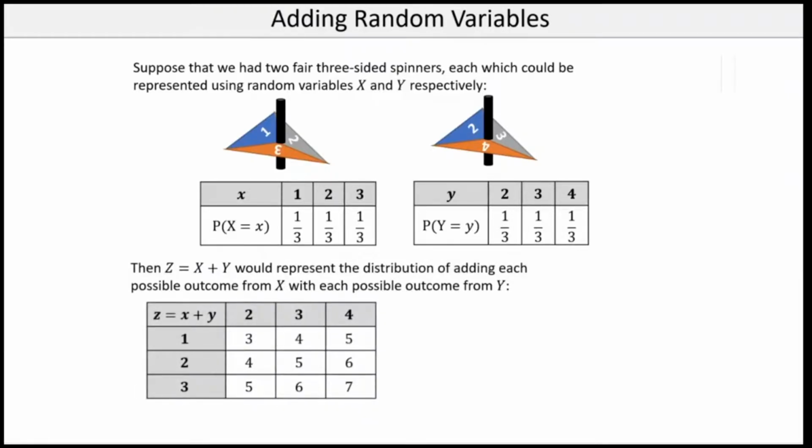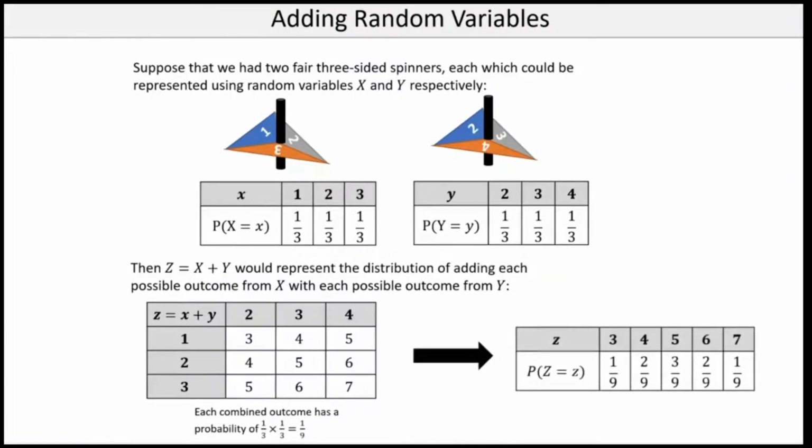So Z is what we get when we add the score from spinner X to the score from spinner Y. So we get this table, and I hope you recognize that each of these outcomes is equally likely, each of them having a probability of 1/9. And we can produce the probability distribution of Z by counting up: the probability of getting 3 is 1/9, probability of getting 4 is 2/9, 5 is 3/9, etc.